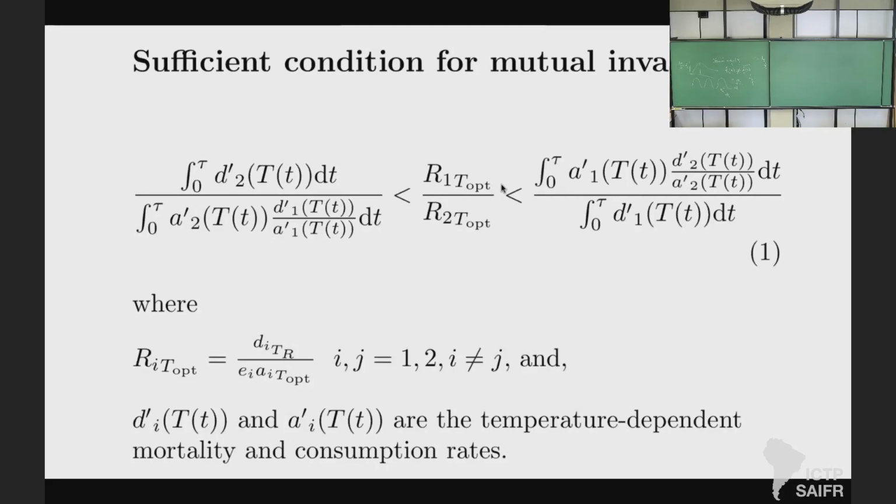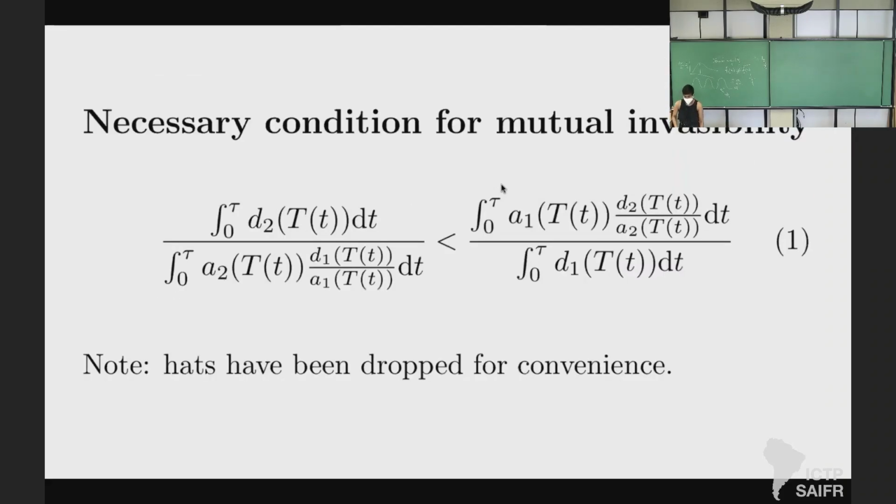R_i(T_opt) is basically that thing with T_opt, the attack rate at the optimum temperature. So that's what's in the middle, that's temperature independent. So we put all the temperature independent things in the middle and the temperature dependent things on the sides. Now, if I drop the hats or the primes, okay?